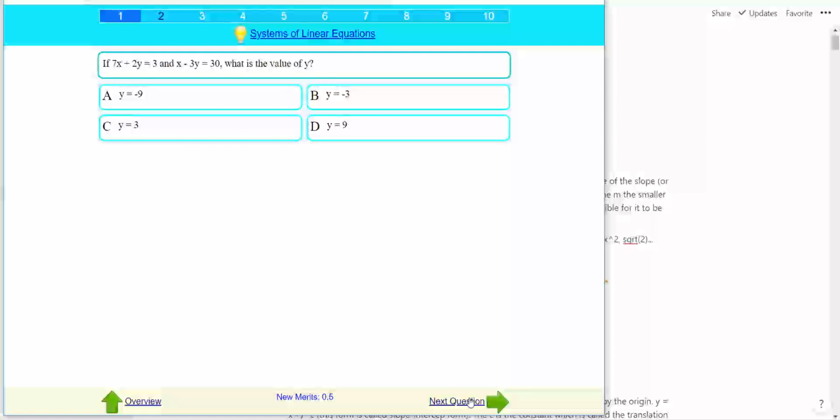So the x will be eliminated. So we have 2y equals 3. And the second equation would be 21y equals negative 210. Now we have these two equations.